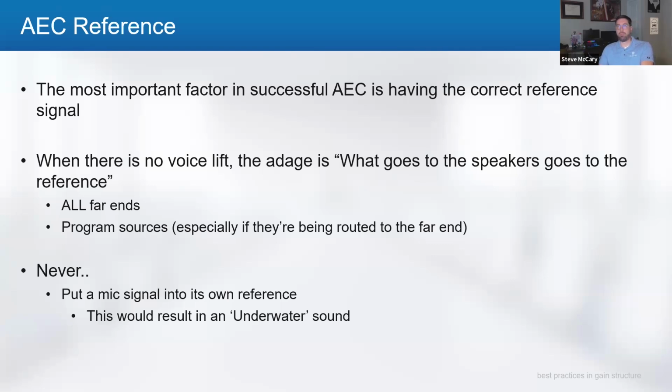Obviously this is when there's no voice lift, and you always want to make sure that you do not put a mic into its own reference. That will sound really weird, and you will know.